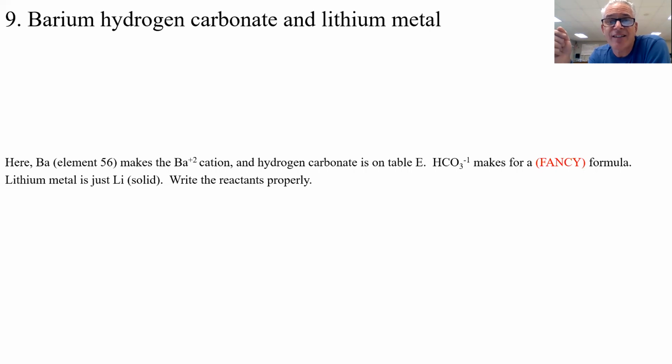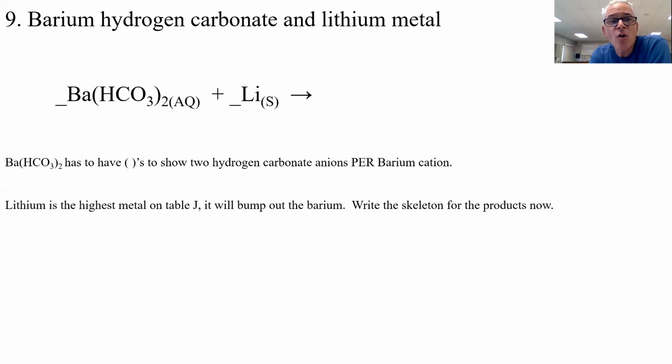That's because you need parentheses in the formula. And then lithium is just a metal, element 3. So look what we got. We got 1 barium and 2 hydrogen carbonates because it's a positive 2 cation and a negative 1 anion. So you have to have the parentheses because there are 2 hydrogen carbonates per barium.